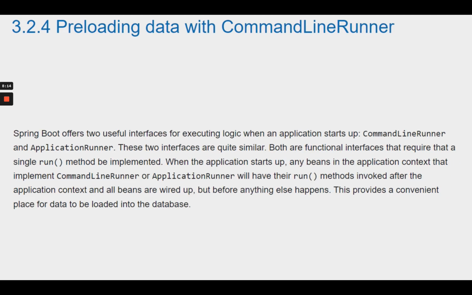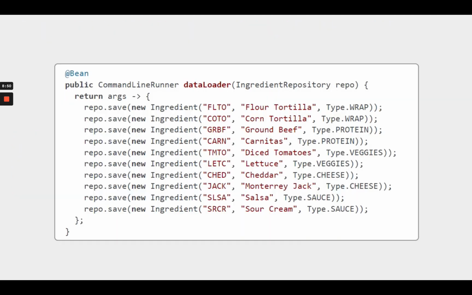Spring Boot offers two useful interfaces for executing logic when an application starts up: CommandLineRunner and ApplicationRunner. These two interfaces are quite similar. Both are functional interfaces that require that a single run method be implemented. When the application starts up, any beans in the application context that implement CommandLineRunner or ApplicationRunner will have their run methods invoked after the application context and all beans are wired up, but before anything else happens. This provides a convenient place for data to be loaded into the database.